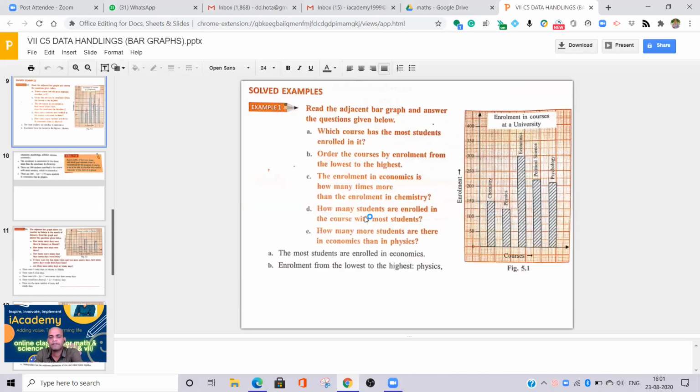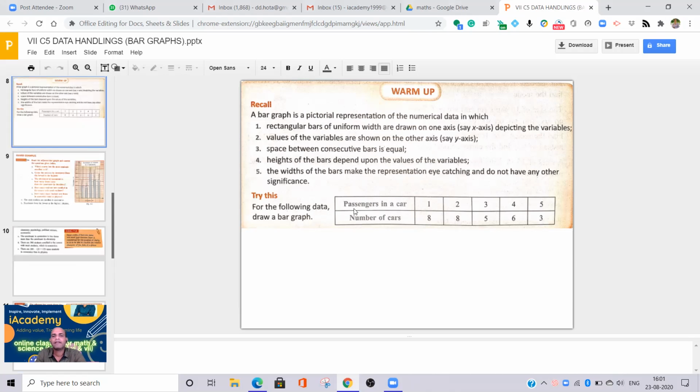Here you see, just a minute. Here we show one thing. The data is given, you see. For the following data, number of passengers in the car is 1, 2, 3, 4, 5. Number of cars is 8. This is 5, 6, 3, right?